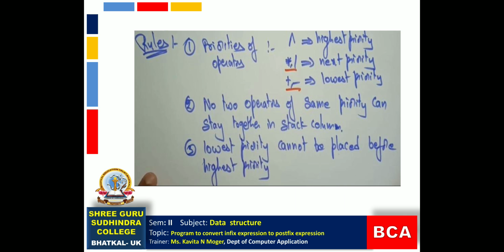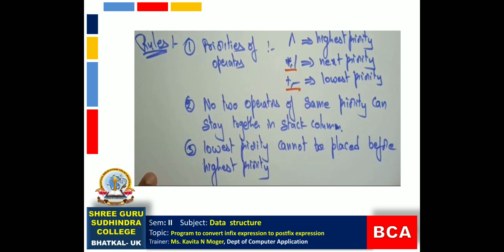There are some rules which we have to follow while converting the expression. The first thing is we need to know the priority of the operators. For example, exponent has the highest priority. Next, multiplication and division have the next priority. In the same way, plus and minus have the lowest priority.